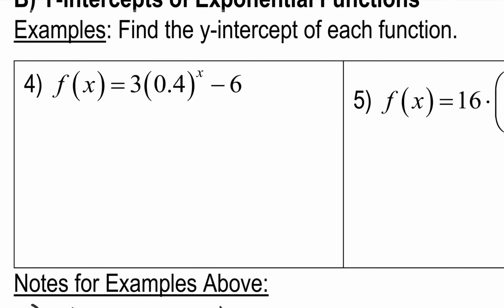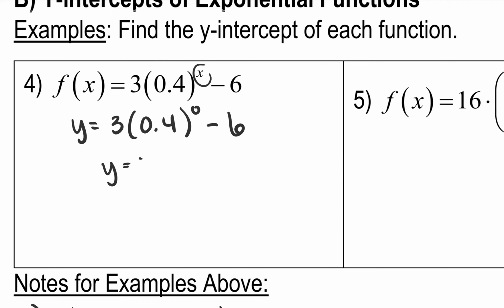All right, so let's look at these. Notice I have my x up here. I just change that to 0. So I have y equals 3 times 0.4 to the power of, and then instead of x, I'm going to write 0 minus 6. Now, if you remember from last unit, anything with a 0 exponent changes to 1. So if you need to, you can write y equals 3, and then all of this becomes 1, minus 6. I can write it like that. That's totally fine.